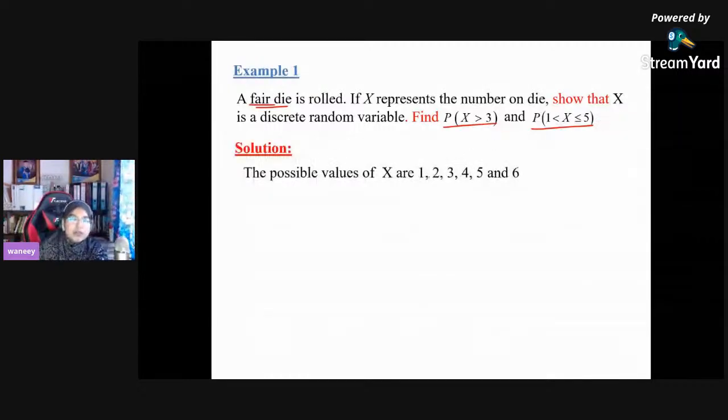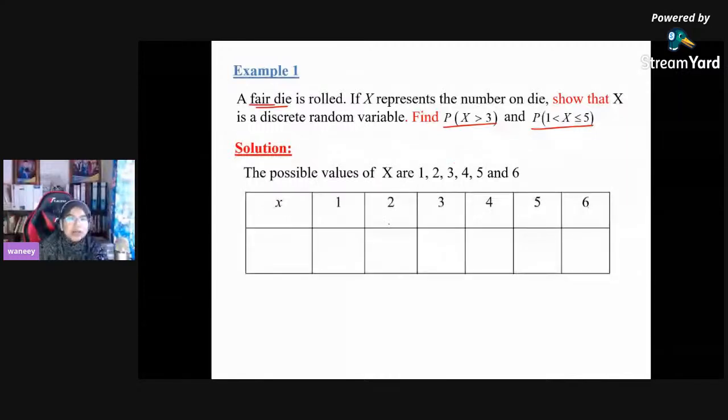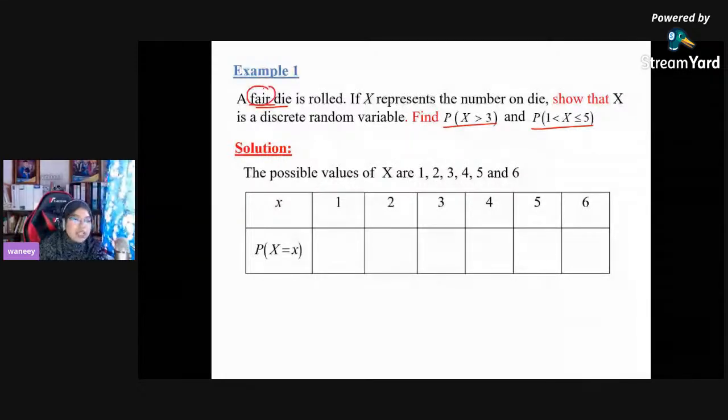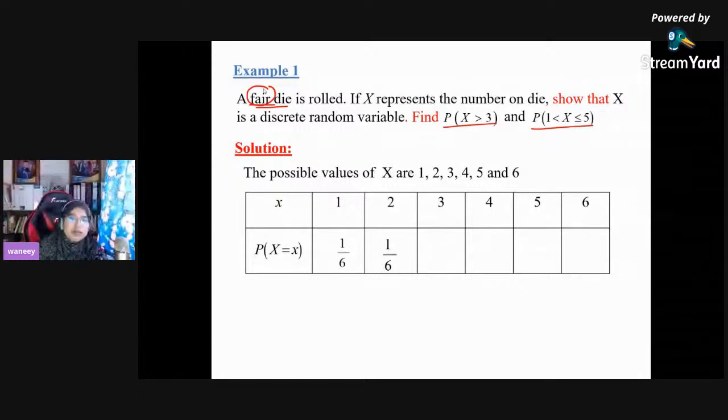Okay, so the possible values of x are 1, 2, 3, 4, 5, 6 because this is a fair die. Of course, the number will be 1 until 6. Okay, so we have the probability P(X = x). Like I told you before, this is a fair die, so the chances will be similar everywhere. So 1/6, 1/6, 1/6, 1/6, 1/6, 1/6.